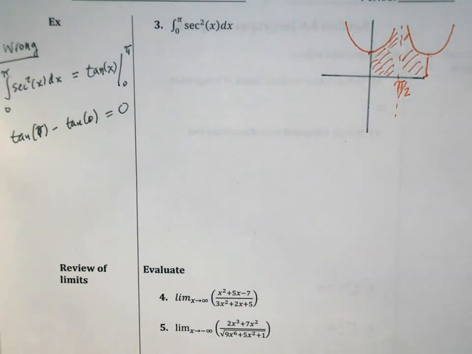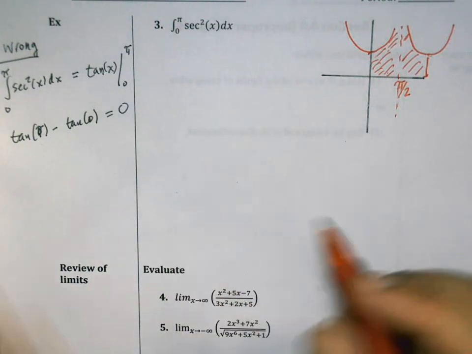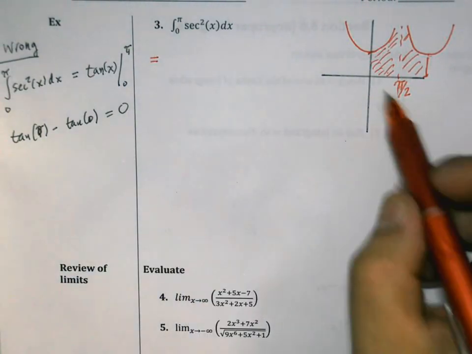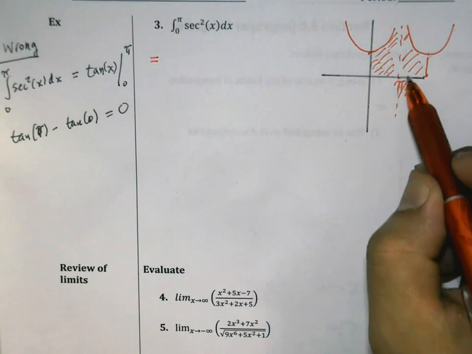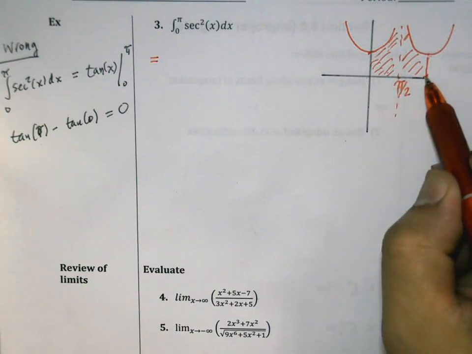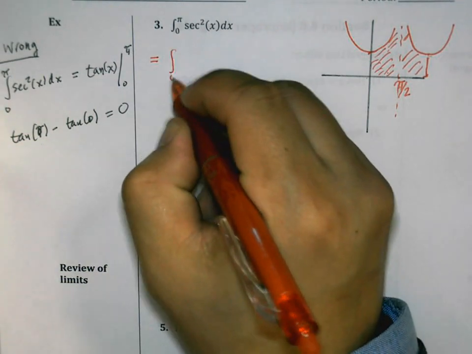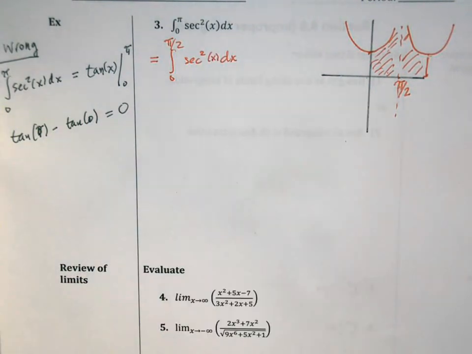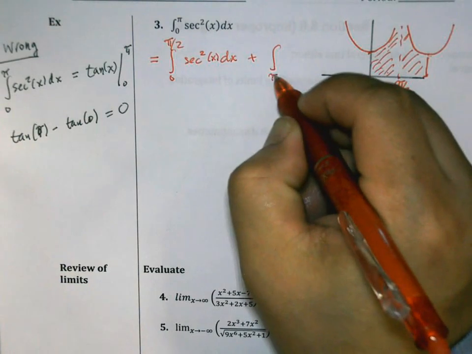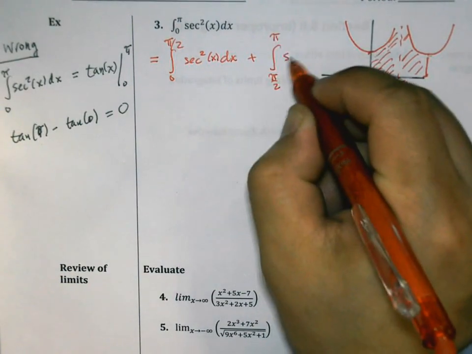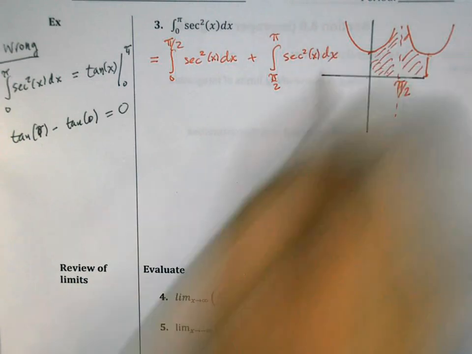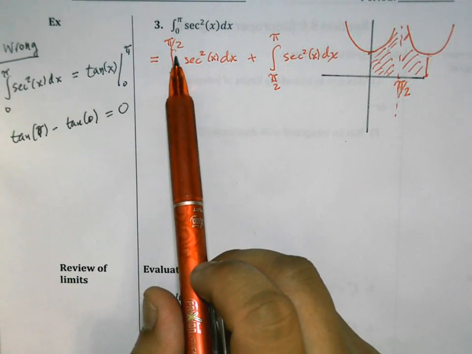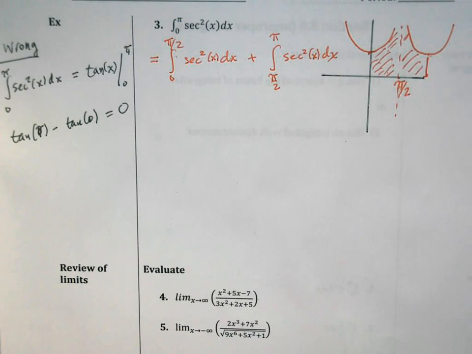So whenever you have an integrand that has a discontinuity, you have to split it into two different integrals. So we're going to integrate from 0 to pi over 2, and then from pi over 2 to pi. So the integral of secant squared from 0 to pi over 2 plus the integral from pi over 2 to pi of secant squared dx. And we know that weird things happen at pi over 2, so we're going to have to use some limits to complete our integration.